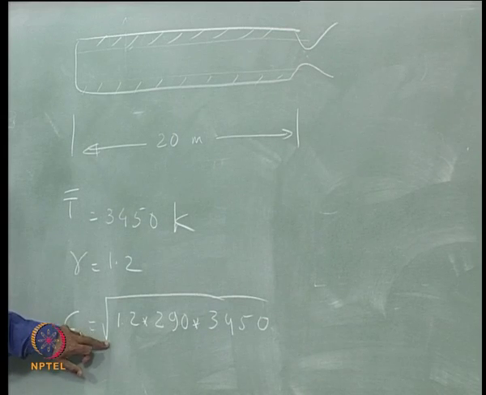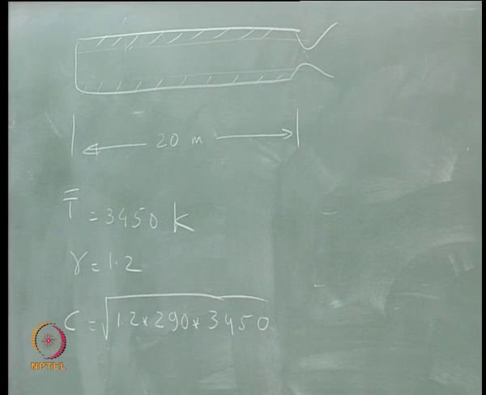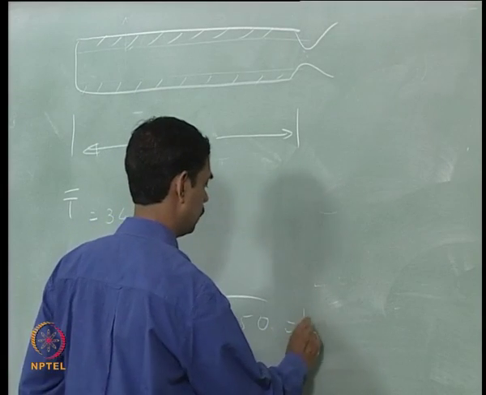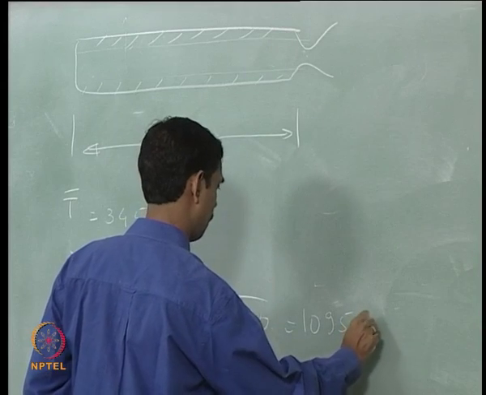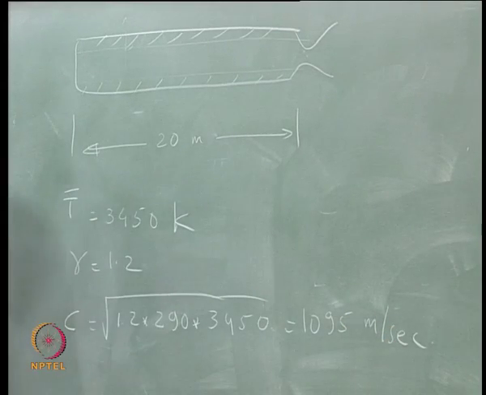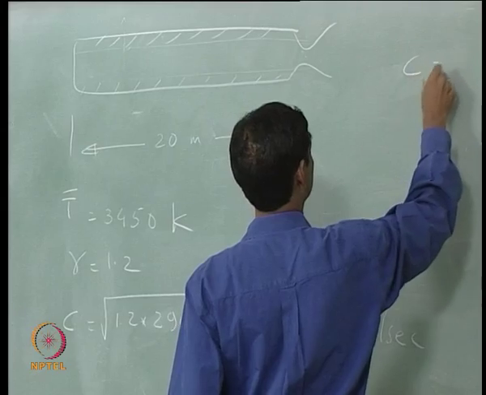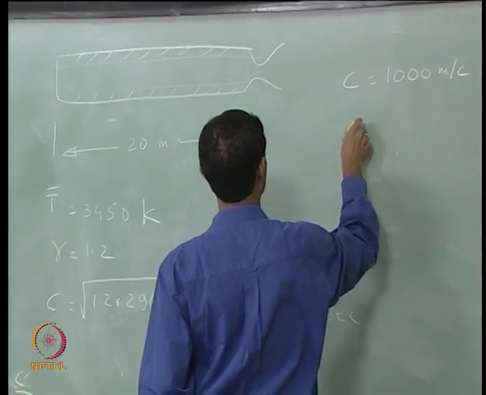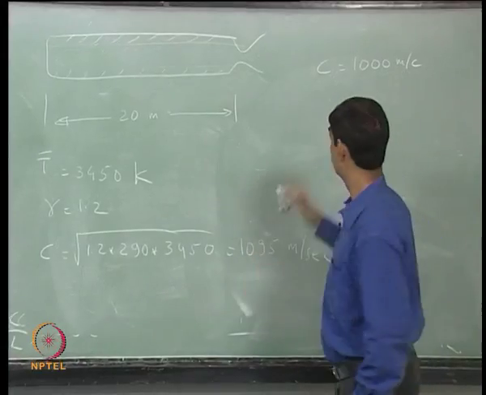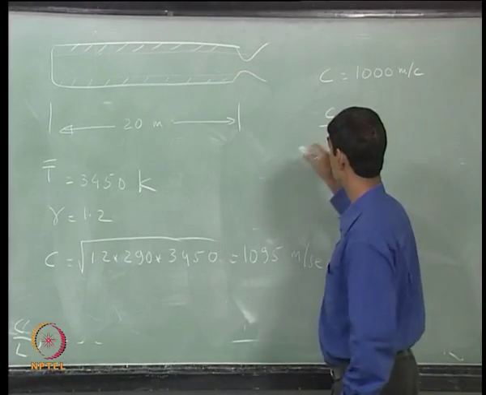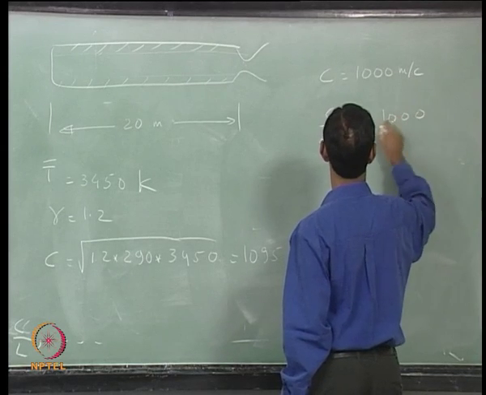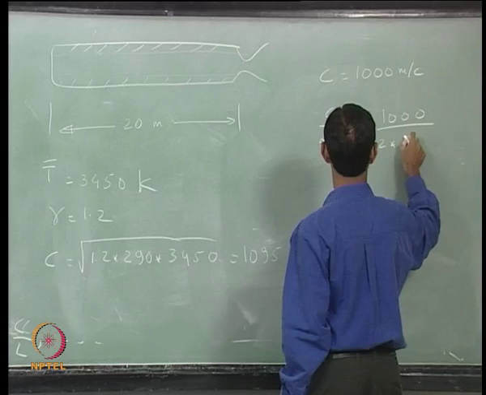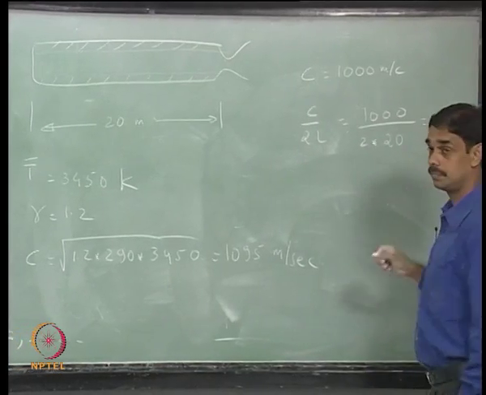What would be this? $1,095. So we can round it off to 1000 meter per second. So let us say C is 1000 meter per second. So what would be the natural frequency? C over 2L, right? So C is 1000 divided by 2 into 20. So this would be 25 hertz.